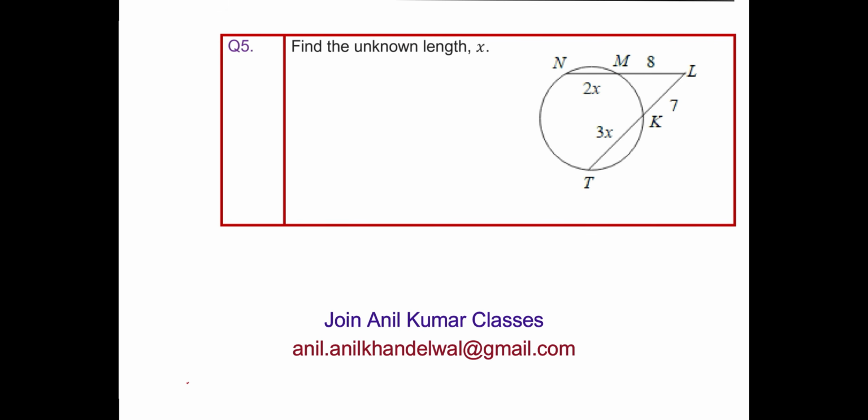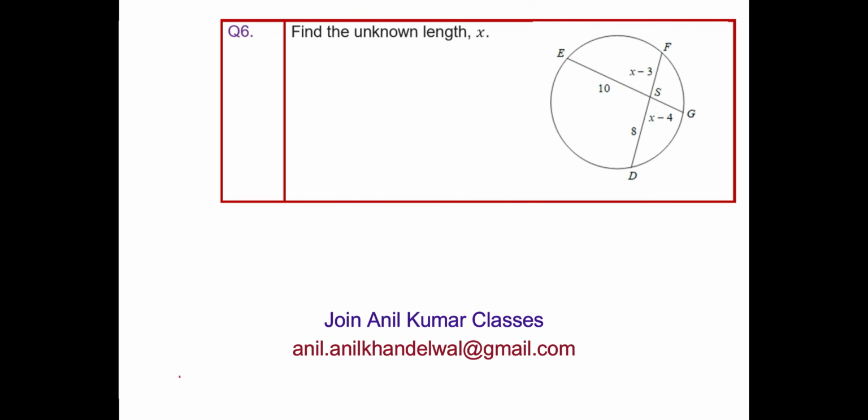Now, I will only give you the equation. You can do the rest on your own. So, we have 8 times 2x plus 8 equals 7 times 3x plus 7. Solve this equation to get the value of x. Perfect. Next question. Now here we have x minus 3 times 8 should be equal to 10 times x minus 4.